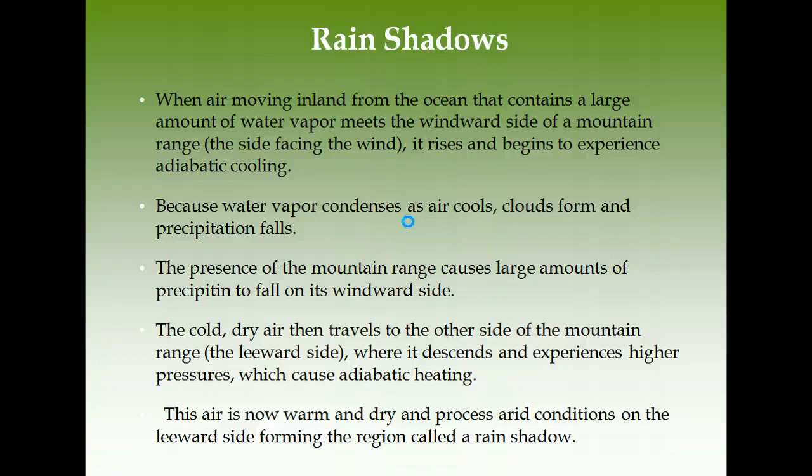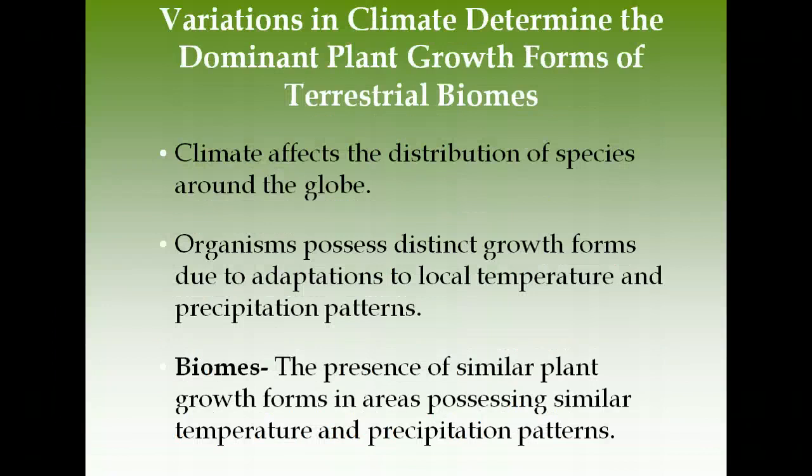And you can also read this in more depth later, or you can push pause. So I'm just about on the last slide now. Variations in climate will determine the dominant plant growth forms of terrestrial biomes. So climate's going to affect the distribution of species around the globe. I think that sounds pretty logical. Organisms will possess distinct growth forms due to their adaptations to local temperature and precipitation patterns. And finally, biomes are areas that have the presence of similar plant growth forms possessing similar temperature and precipitation patterns.